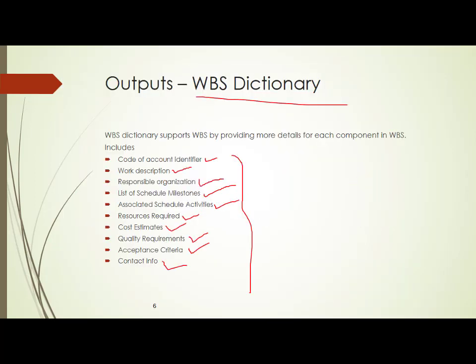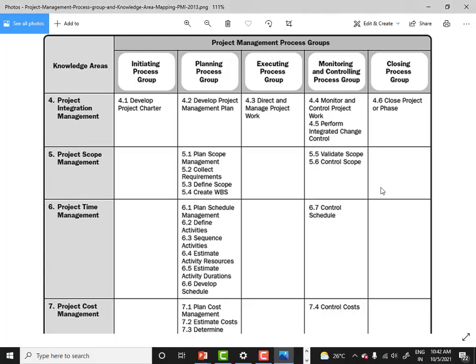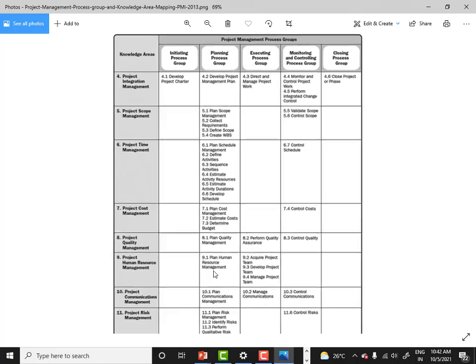So this completes WBS. Now we have almost done project scope management. First we understood how to develop a project management plan, then we collected the requirements, then we defined the scope, then we created the WBS. Then we shall see how to define activities, sequence activities, estimate activity resources, and move further.